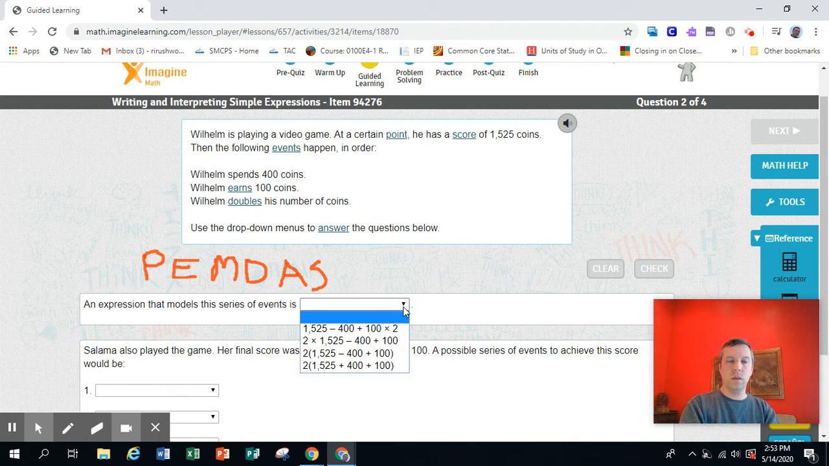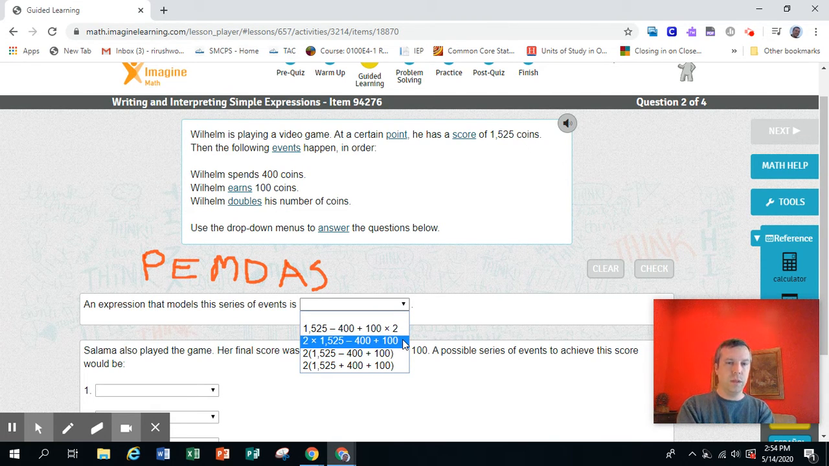The first choice says 1,525 minus 400 plus 100 times 2. This one is very tempting because it goes in the same order as the words up above. It's tempting, but it's wrong, because following the order of operations, we would actually have to do 100 times 2 first, because the order says that we multiply and divide before we add and subtract. So we'd have to do 100 times 2 first, and that's not what happens in the story. So as tempting as it is, this one's wrong.